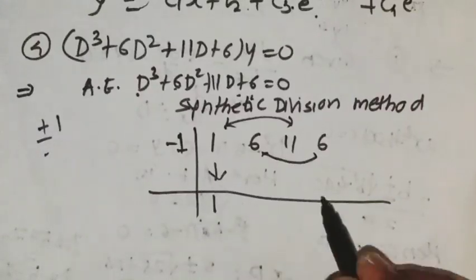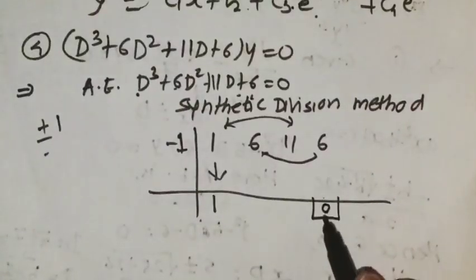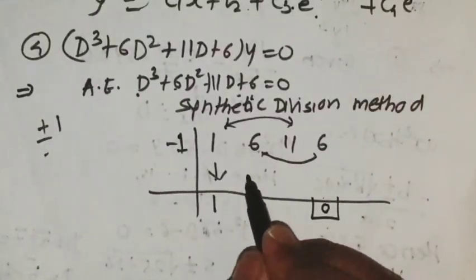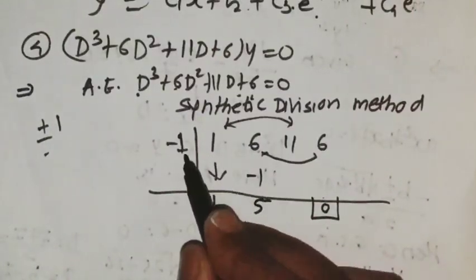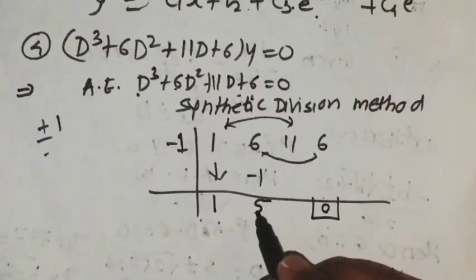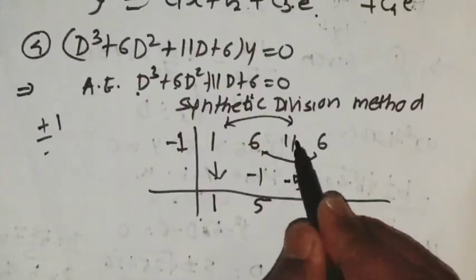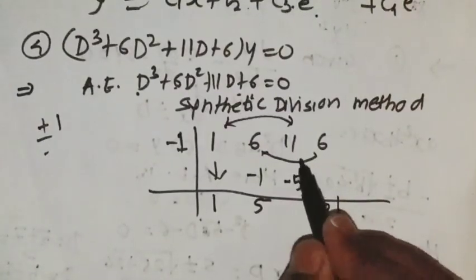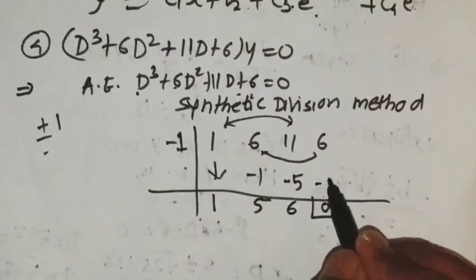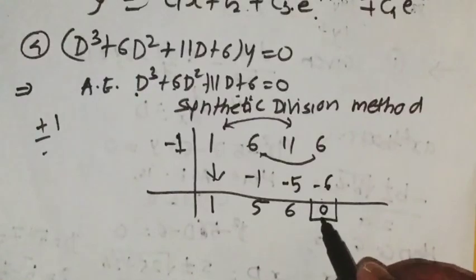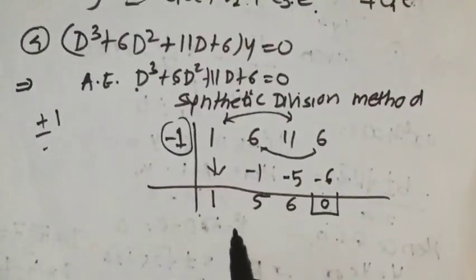So what is next? At the end we have to get 0 here. Minus 1 into 1 is minus 1, write that here, then do the addition. So here 5. Again carry out multiplication in a similar way. So minus 5, do the addition, 11 plus minus 5, that is 6. Minus 1 into 6 is minus 6, 6 minus 6 is 0. As we have got 0 here, minus 1 is a root of that polynomial.